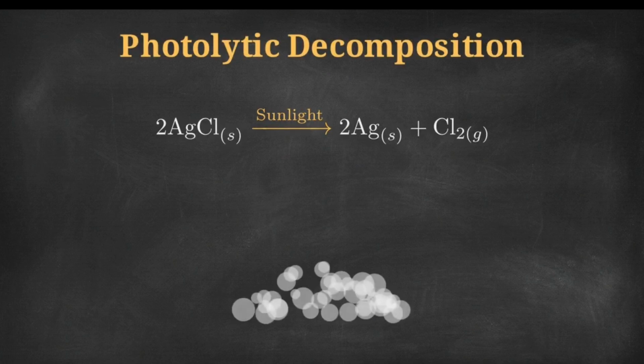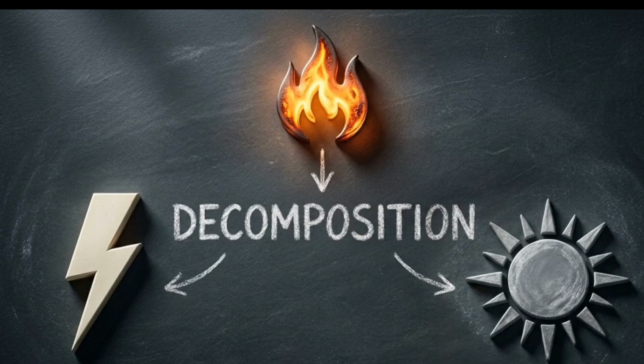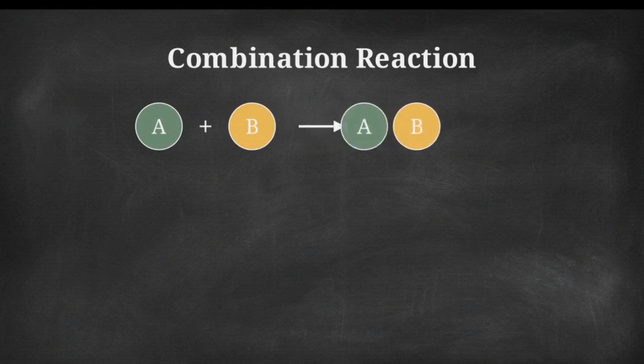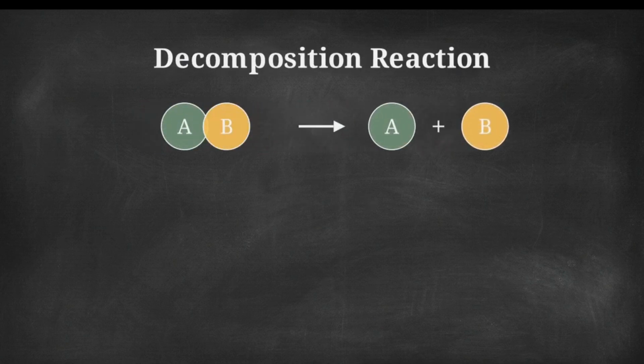Finally, light can trigger decomposition. In activity 1.8, sunlight breaks down white silver chloride into chlorine gas and silver. This leaves behind a gray metal powder. By categorizing decomposition by its energy source, heat, electricity, or light, you can determine how any single reactant will break down. To recap, combination reactions build substances up, while decomposition reactions break them down.